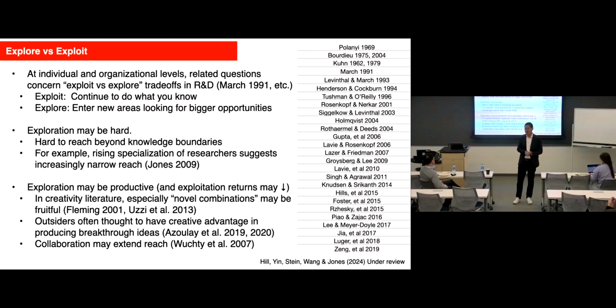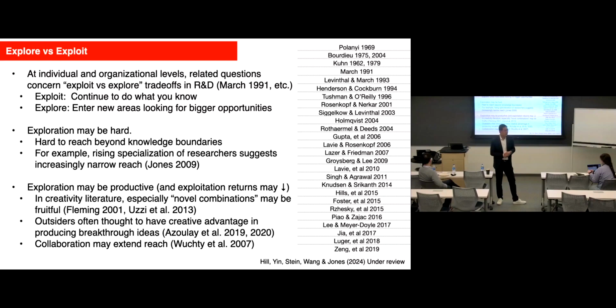The basic idea here is that the world is becoming more and more complex. As a result, individuals are becoming narrower and narrower. So it's increasingly harder to traverse the knowledge terrain and bridge the gap. Right? This is the narrowness of expertise point of view, mainly building on my colleague Ben Jones's work on the burden of knowledge. But if you look at the creativity literature, it also suggests that exploration actually may be quite productive. For example, in the creativity literature, people study novelty and tend to emphasize that novel combinations may be especially fruitful.